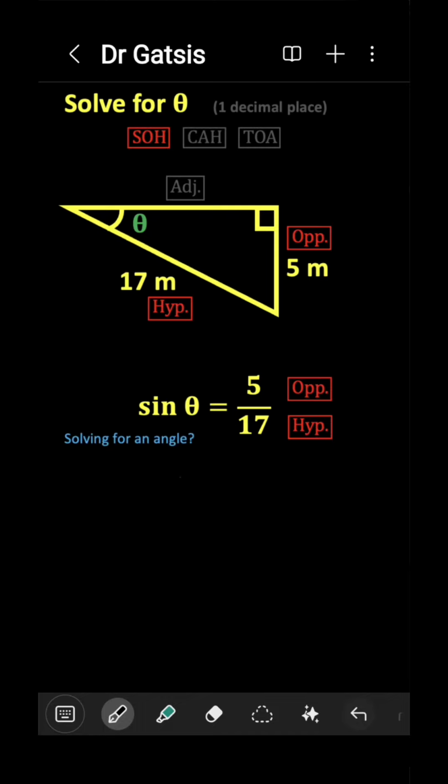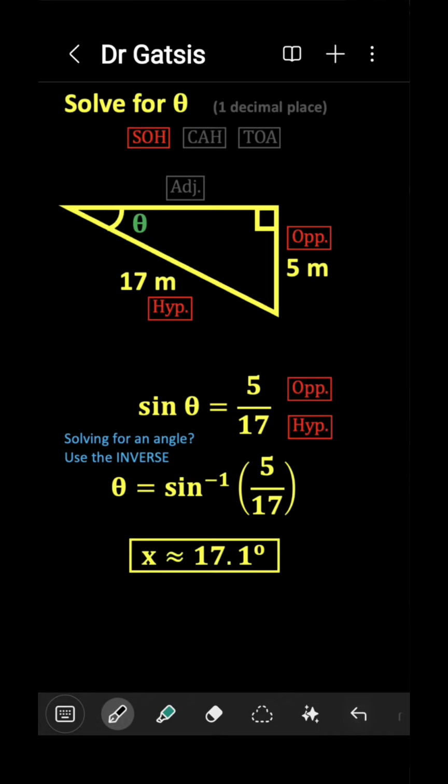So what do we do? You take the inverse. Let's do that as follows. Notice that I don't really care what 5/17 is as a decimal. I can just do that on my calculator with brackets or with a couple of operations. So don't waste your time making that into a decimal if you don't feel like you want to write that down. And when you evaluate the inverse, you get 17.1 degrees.